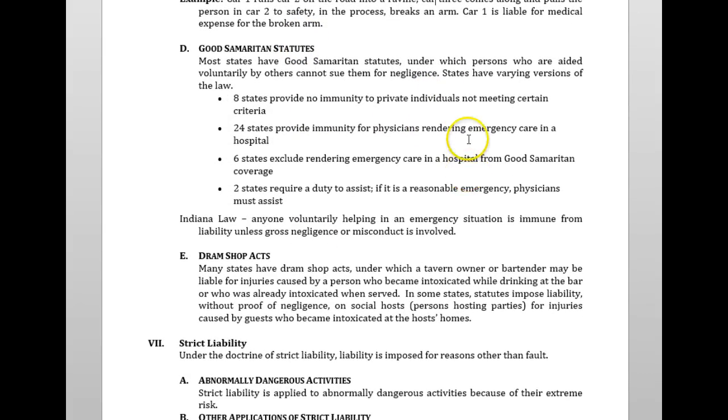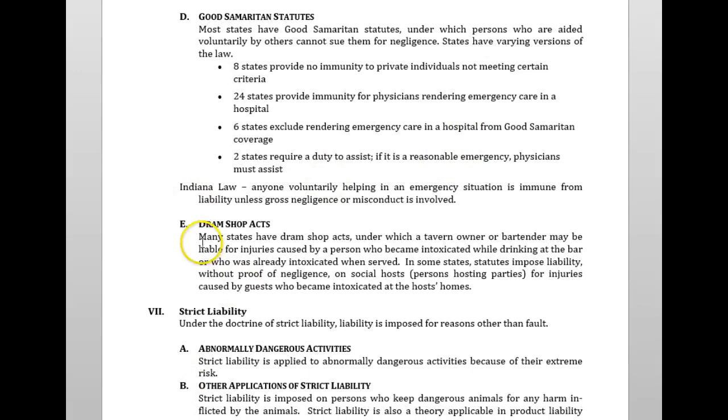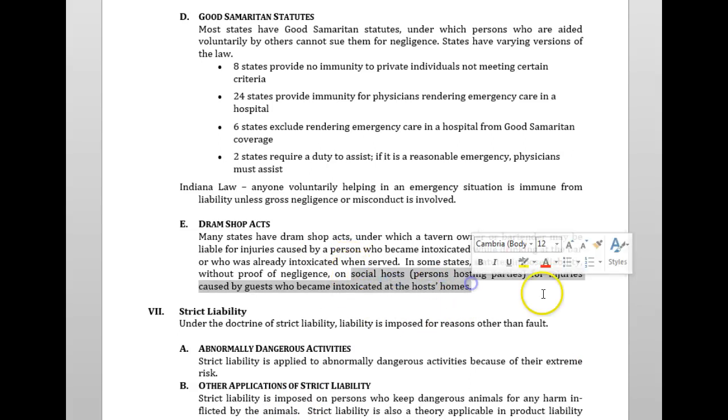And then we have dram shop acts. In a dram shop, you're talking basically a tavern owner or a bartender. They may be liable if somebody becomes intoxicated and drives home and creates an accident or harms themselves in any way. I think this also can come down to social host. Yes, it can. So you have to be very careful, and you have to be responsible for the people who are under your roof at the time.